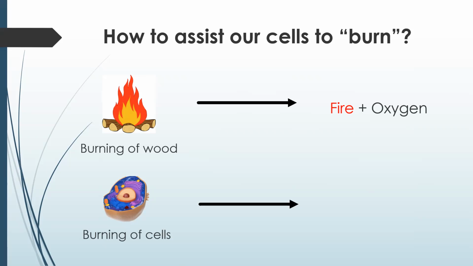But what about ourselves? For the burning of ourselves, what do we need? Actually, we need the same thing. But instead of real fire, because it's impossible to walk into a fire with your own body, right? The fire in this case is our reducing electron. So reducing electron plays the role of fire. With reducing electron, oxygen, and nutrients, our cell will be able to carry out cell metabolism, which is very important for diabetes patients.